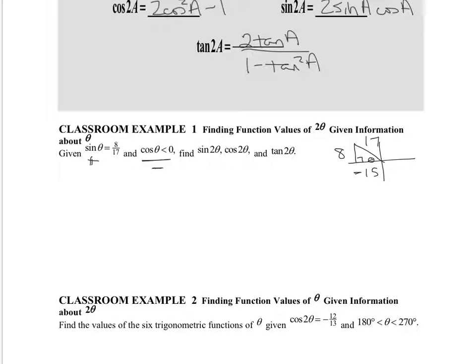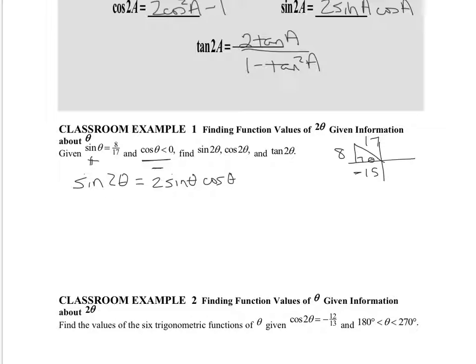Now that I have my side lengths for the triangle drawn, I can go back and use these double angle formulas to figure out what the sine of 2 theta, the cosine of 2 theta, and the tangent of 2 theta is. So, what was my replacement for the sine of 2 theta? 2 sine theta cosine. There you go. 2 sine theta cosine theta.